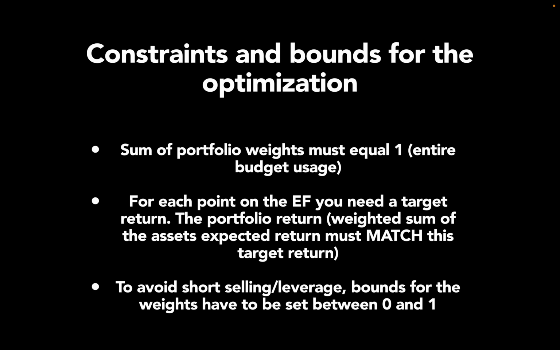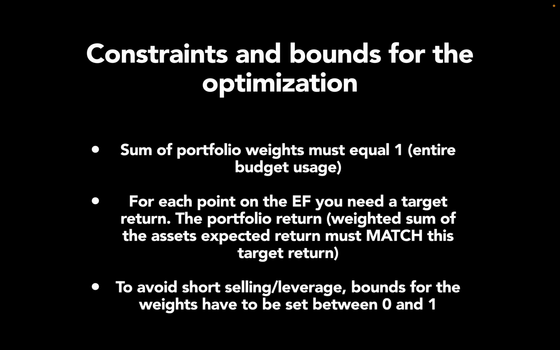Secondly, for each point on the efficient frontier, you need a target return. The portfolio return, which, as you know, is the weighted sum of the assets' expected returns, must match that target return. So what is the target return and how are we tackling this? We simply take the minimum as well as the maximum return of the components and create a linear space between those. Or in simpler words, we just draw a line between those 2 points, minimum return and maximum return, and go over this line with the exact same step size.